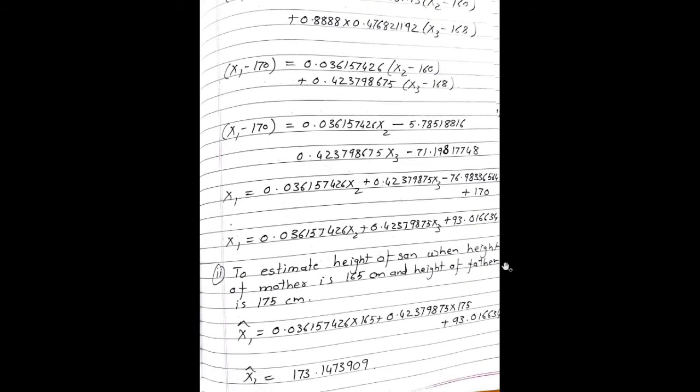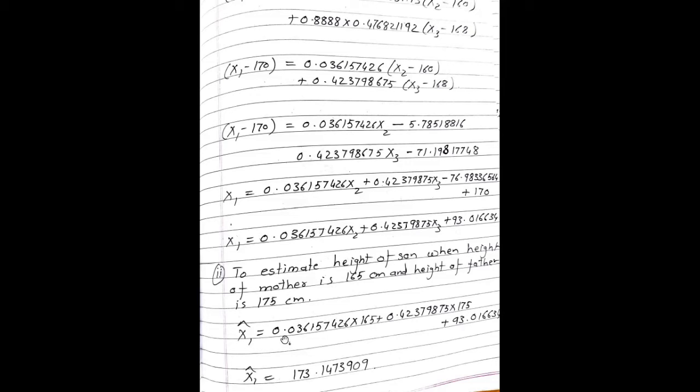x1 is equal to 0.036157426 x2 plus 0.42379875 x3 plus 93.016634. Now to estimate the height of son when the height of mother is 165 centimeters and height of father is 175 centimeters, we will replace x2 as 165 and x3 as 175 in the above equation.